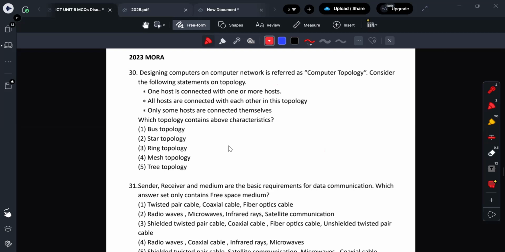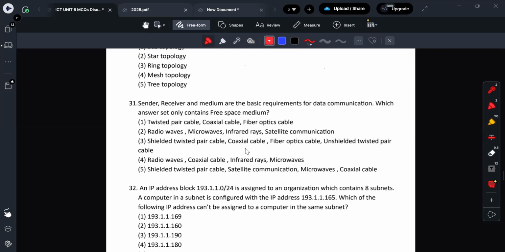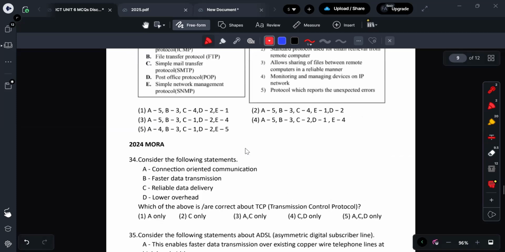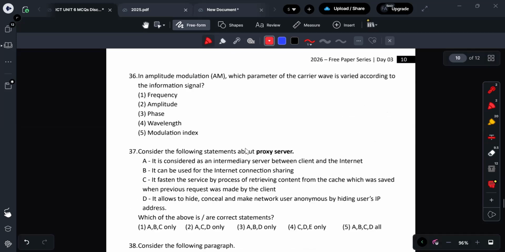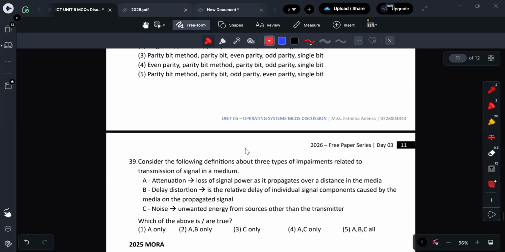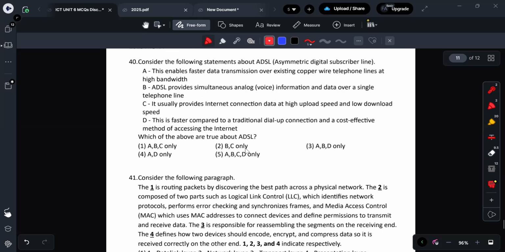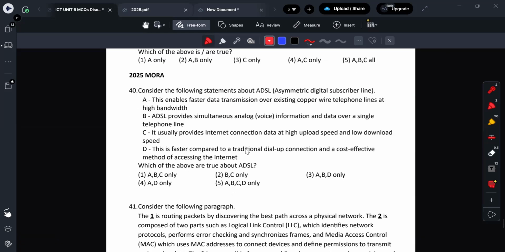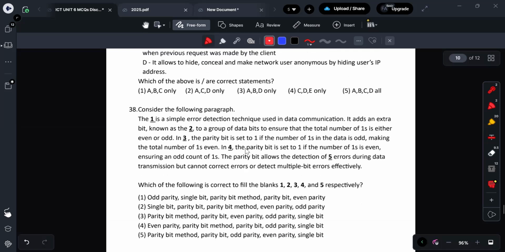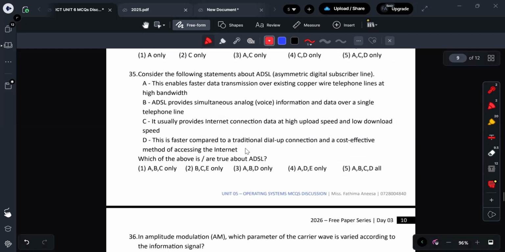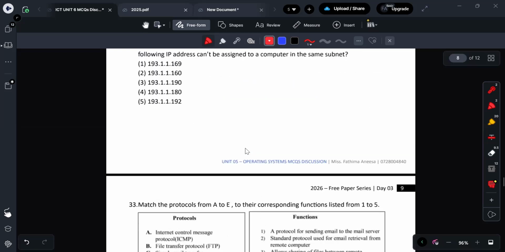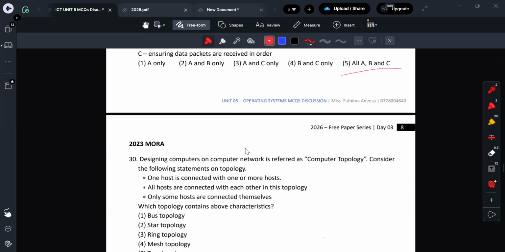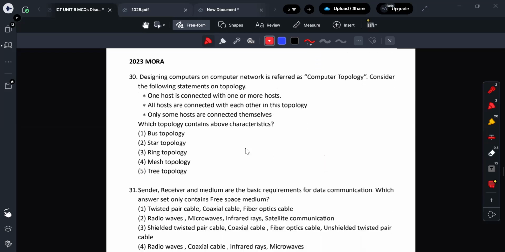15 MCQs. The Mora paper, all are the same and similar questions we did. The only difference is they tested parity bit often. Did you guys notice there were too many theory questions? Not much on subnetting. So in the MCQs, we have a lot of theory questions, right? That's why I keep saying focus on theory also. Don't only go and study the practicals.